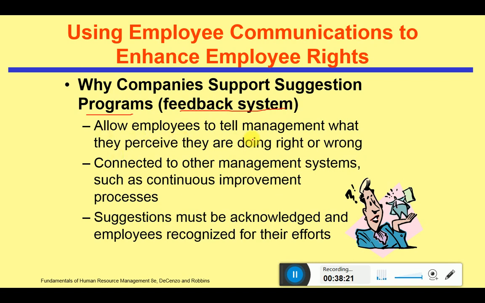Number 1, allow employees to tell management what they perceive they are doing right or wrong. Simply stated, connected to another management system such as continuous improvement processes, and suggestions must be acknowledged and employees recognized for their effort. That was the last slide, is it? And I think these are the very simple points. Explanation zaroorat nasht hai. So this was the end of the lecture and hope inshallah ideas will be clear to you.